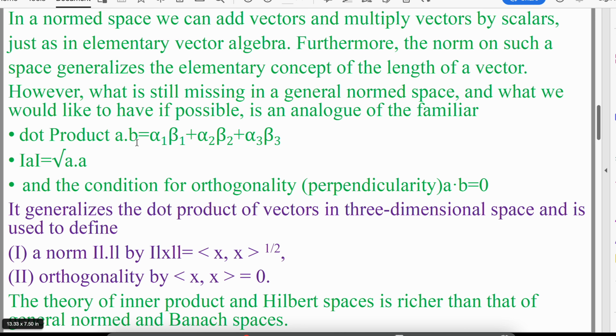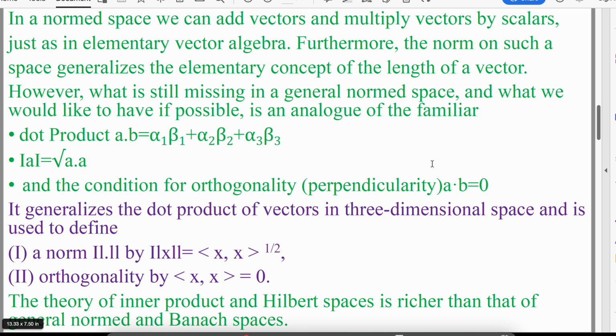In vectors, a dot b is equal to alpha 1 beta 1 plus alpha 2 beta 2 plus alpha 3 beta 3, if a is equal to alpha 1 i plus alpha 2 j plus alpha 3 k, and b is equal to beta 1 i plus beta 2 j plus beta 3 k. Then a dot b will be like this. And modulus of a is equal to square root of dot product of a with a. And the condition for orthogonality is a dot b equal to 0. It is also called the condition of perpendicularity.